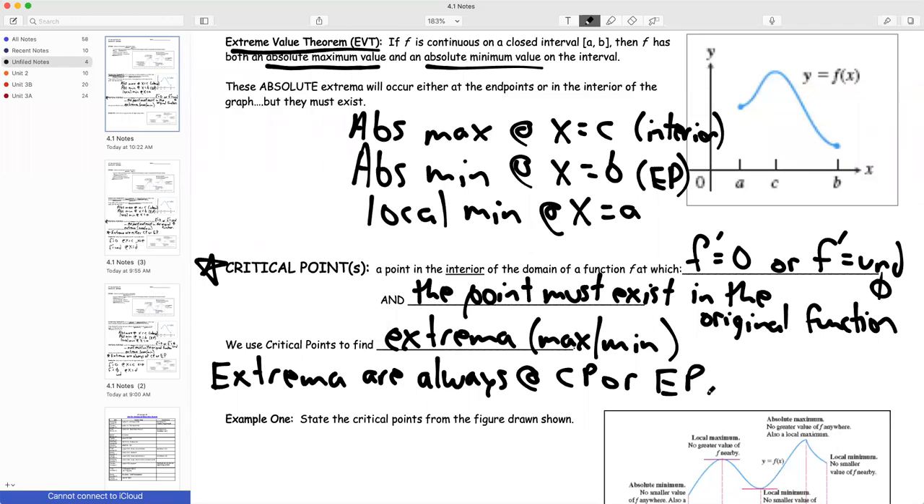Can the critical point be an open circle? In the original function, no. The derivative can be undefined, but the original function cannot be undefined. In other words, you can't have a critical point if there is no point there. And so if you do have an open circle there, there is no point. So it can't be a critical point.